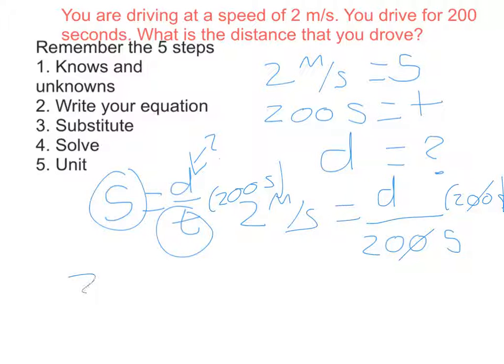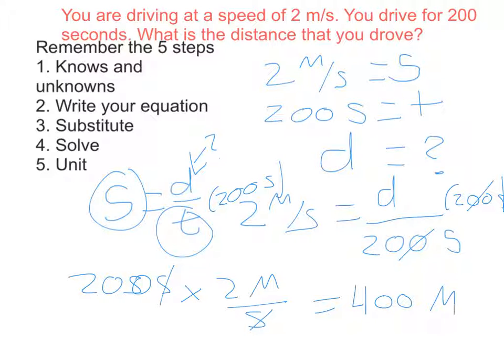So I get 200 s times 2 meters per second. Cross out my s's to show that they canceled. And 200 times 2 is 400 meters. Notice my unit that's left. And there's my final answer. Okay.